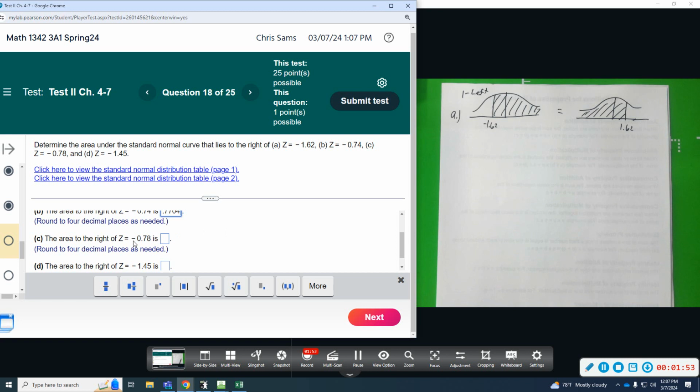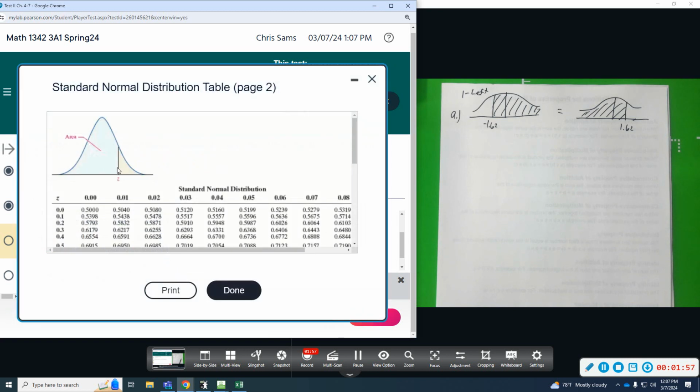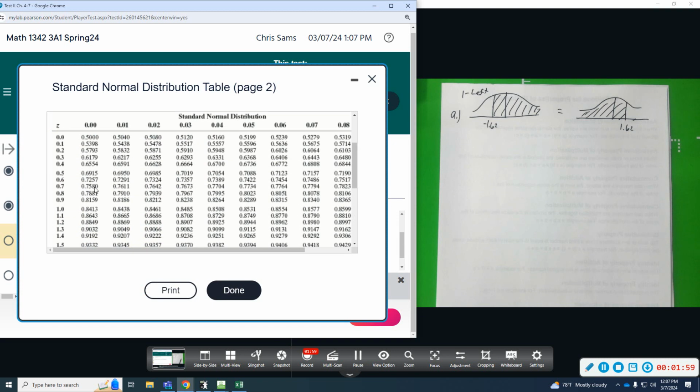For the right of negative 0.78, we're going to look up positive 0.78. It's going to give us 0.7823.